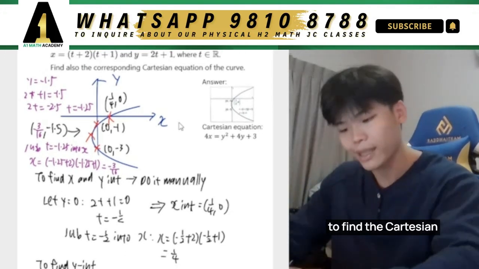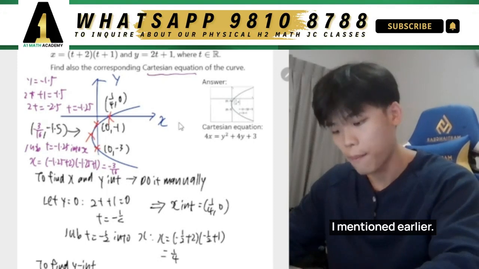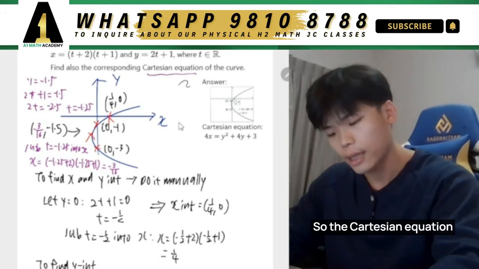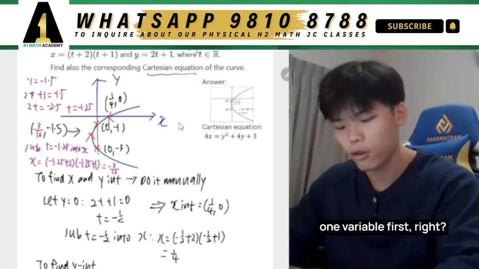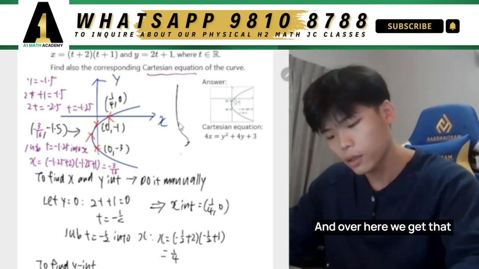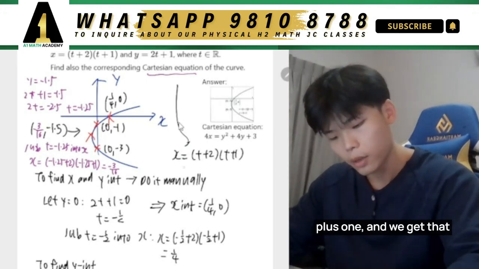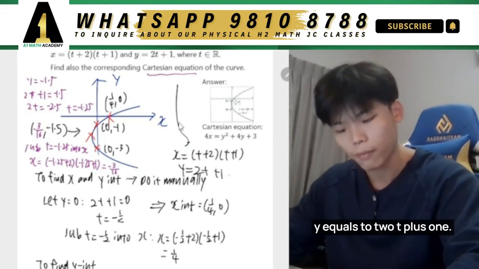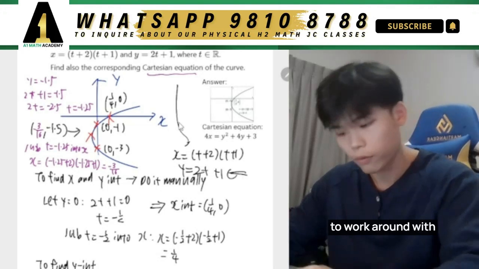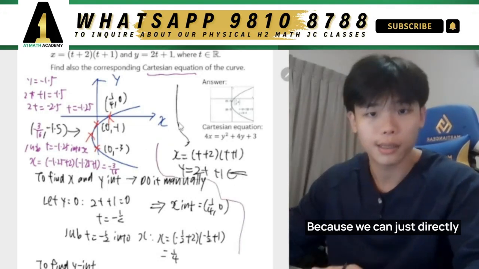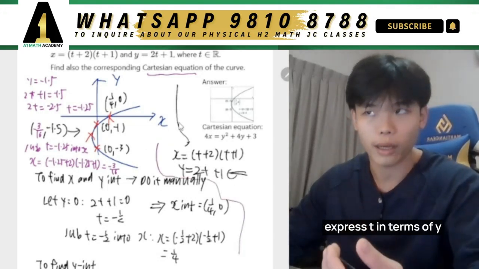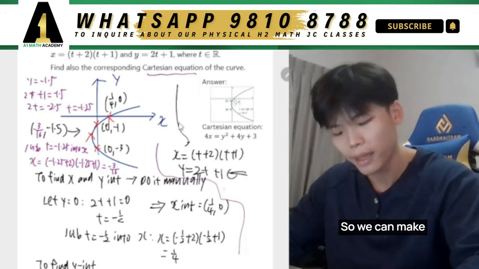Next portion, we need to find the Cartesian equation, which is what I mentioned earlier. So the Cartesian equation would be to eliminate one variable first, right? And over here, we get that x equals t plus 2, times t plus 1, and y equals 2t plus 1. So obviously, it'll be easier to work with this equation over here, because we can just directly express t in terms of y, or y in terms of t, right? So we can make t the subject.